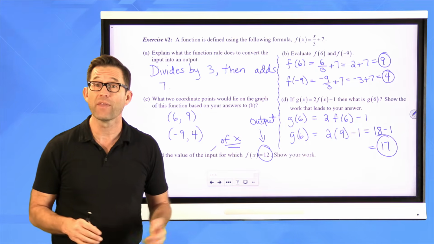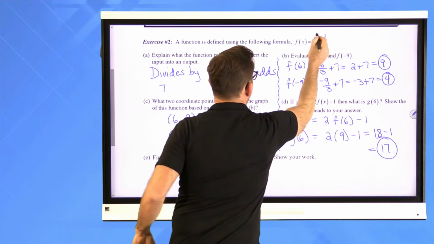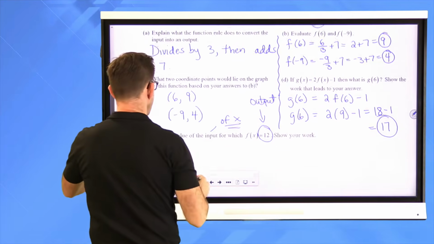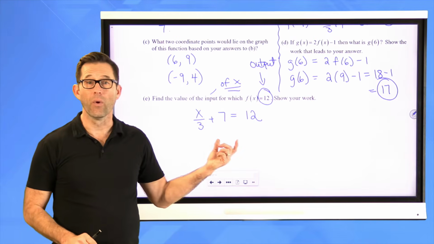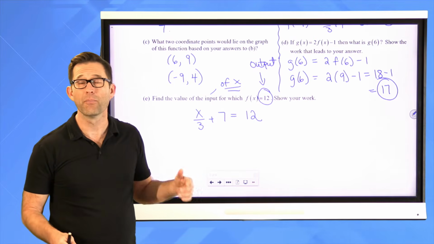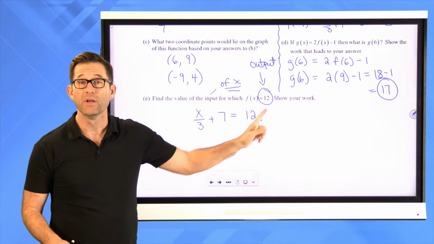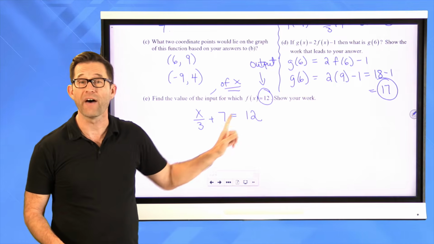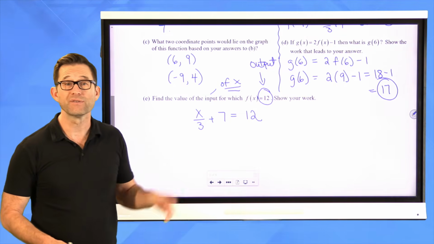And in fact, the way we have to do this is we have to take the rule for the output, x divided by 3 plus 7, and set it equal to that output. That is the rule. How do I get an output? Well, I take the input, I divide it by 3, I add 7, and I get my output. So if my output is 12, if f of x is equal to 12, what's my input? Well, now I just solve this equation.